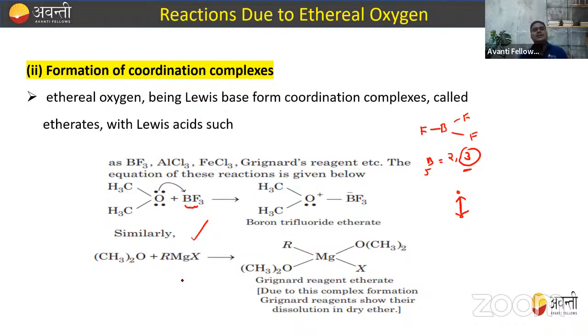Similarly, when we treat with RMgX, what is this RMgX? Can anyone tell me the name of this RMgX? We talked about it in the last chapter as well. Yes, Grignard reagent. Very good. So this is the Grignard reagent, and this Grignard reagent also behaves as a Lewis acid, right?